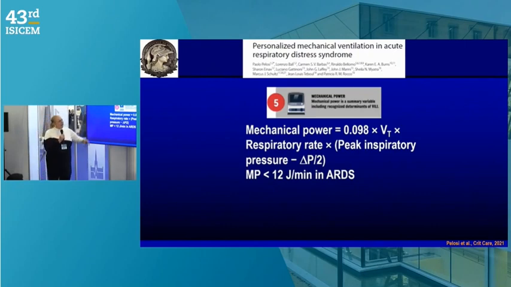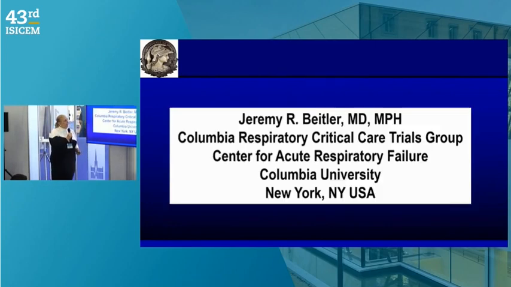The mechanical power, oh, this formula is a little bit strange. No, it's not strange. 0.098 is only for conversion to joules per minute. Times tidal volume, times respiratory rate. This is another point. When you have a lung damage with ARDS, you have to focus on respiratory rate. Peak inspiratory pressure minus driving pressure divided by 2. And in ARDS, we have to respect the mechanical power.